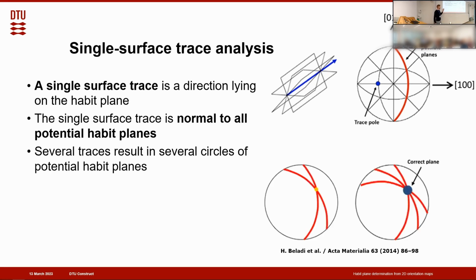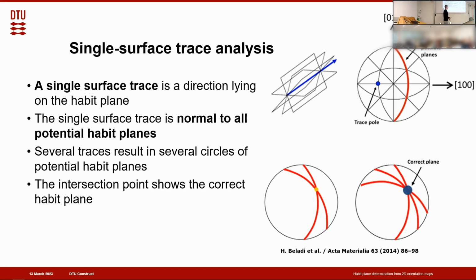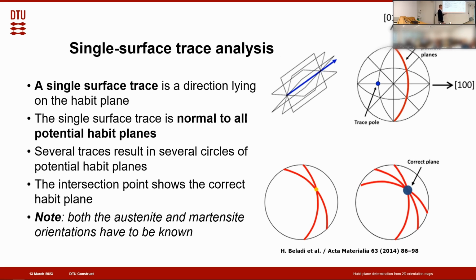So what we can do is identify a lot of those traces, ideally in different parent grains. If we then have a lot of potential habit planes and we can find a crossing point, then we know, okay, this must be our habit plane. That's usually what's done with this conventional method. So there's a lot of measurement involved and a lot of tedious work, and the accuracy is average. I mean, you get both austenite and martensite orientation as well. So it's quite limited what we can do here.